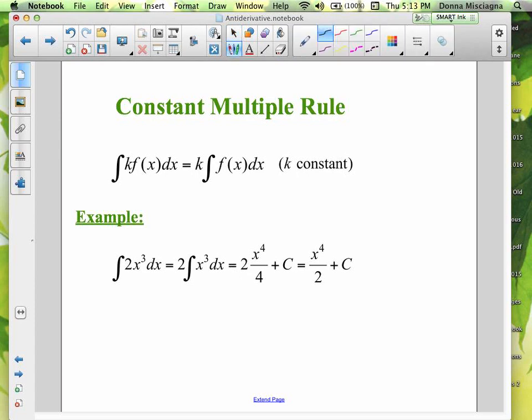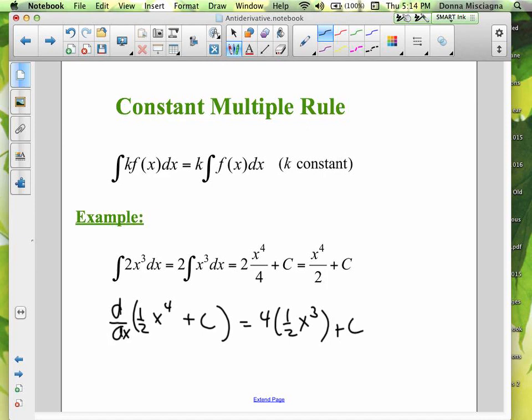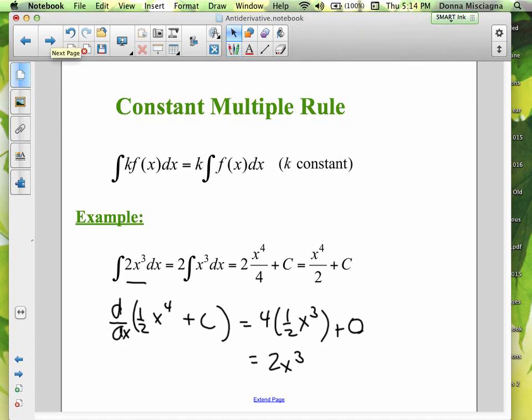And if we take the derivative of x to the 4th divided by 2, I'm actually just going to write that as 1/2 x to the 4th plus c. Right? So the derivative of 1/2 x to the 4th would be 4 times 1/2 x to the, reduce it by 1, cubed, and then the constant would just be 0. And so 4 times 1/2 is going to be 2x cubed, and that's exactly what's here. Okay, so that's the nice thing about integrating: you can just check your work by taking the derivative of your answer, and you should get the exact same thing again. You should get what you started with.